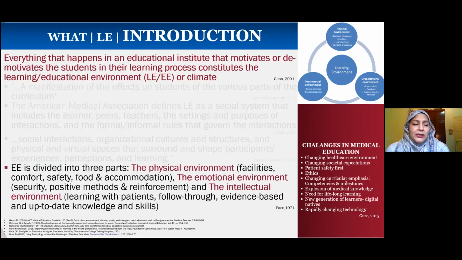Educational environment or the learning environment is divided into three parts. The physical environment is the facilities, the comfort, the safety, food, accommodation. Those are the physical things which affect the students' teaching and learning processes. The emotional environment is the security, the positive methods, the reinforcements and harassment and all those things which come into it. We'll discuss some of them in this one.